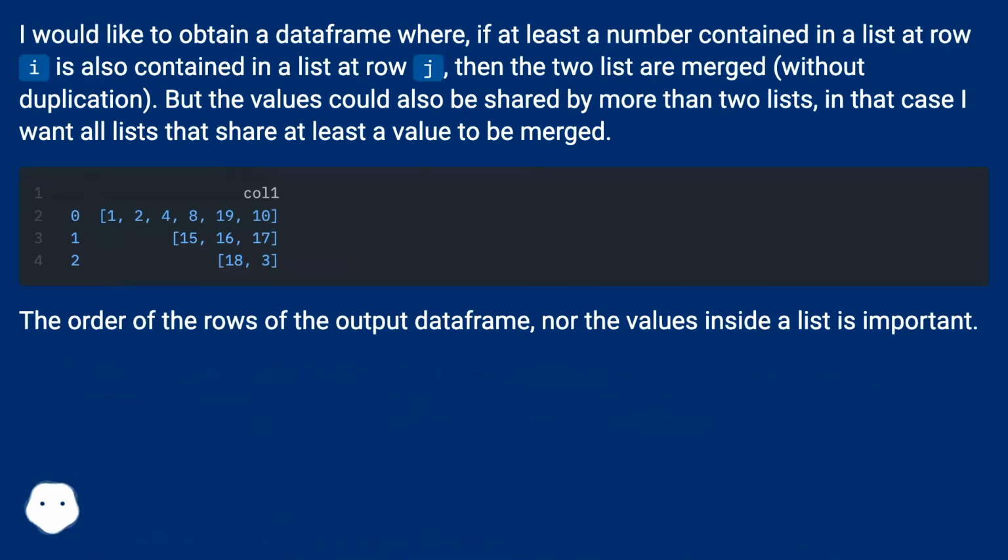I would like to obtain a Dataframe where, if at least a number contained in a list at row i is also contained in a list at row j, then the two lists are merged, without duplication. But the values could also be shared by more than two lists. In that case I want all lists that share at least a value to be merged. The order of the rows of the output Dataframe, nor the values inside a list, is important.